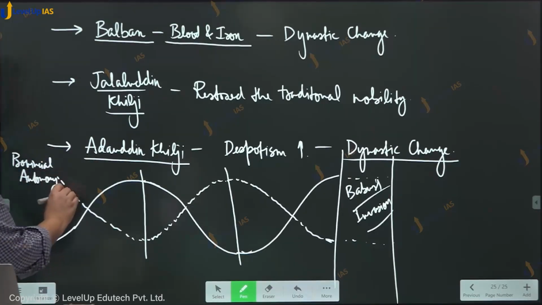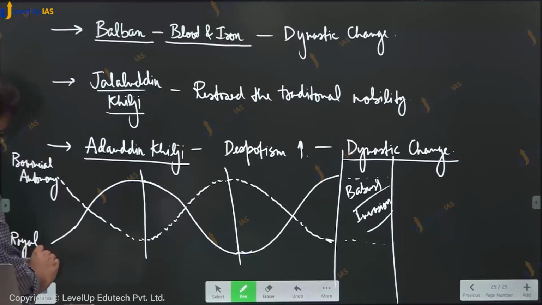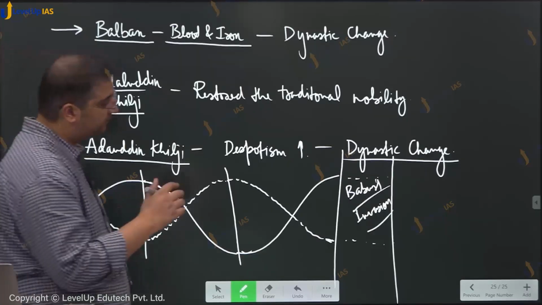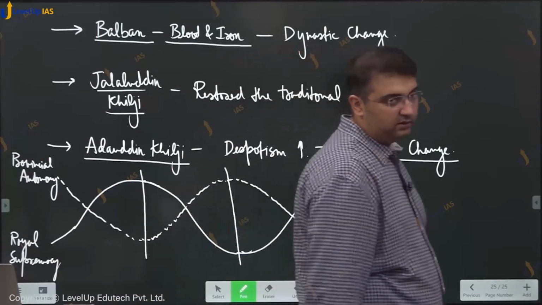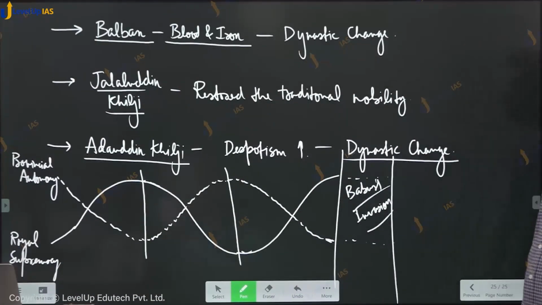ये वाला लाइन है प्रोविंशियल ऑटोनॉमी वाला, ये वाला लाइन है रॉयल सुप्रीमेसी वाला. इज दिस क्लियर? तो अभी बताओ समझ में आया है कि बिगेस्ट फैक्टर क्या था?